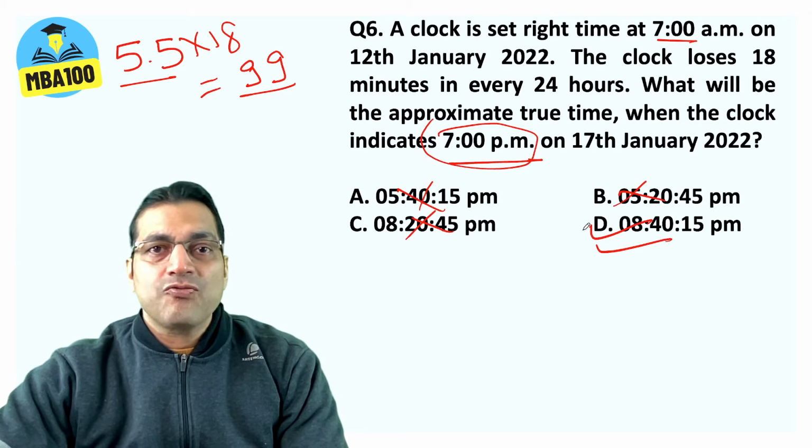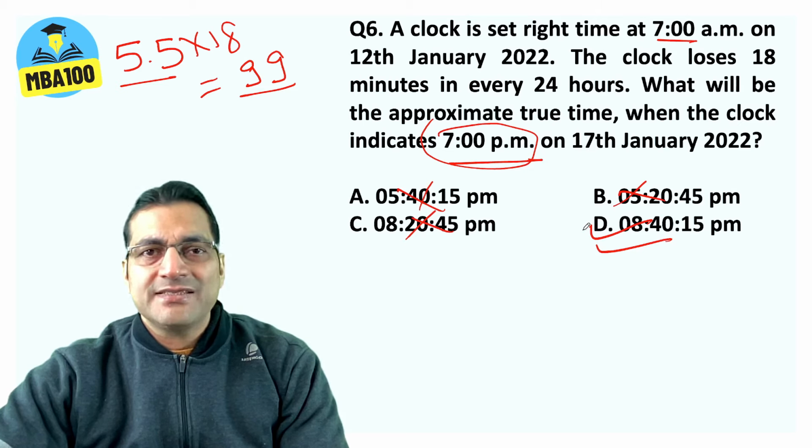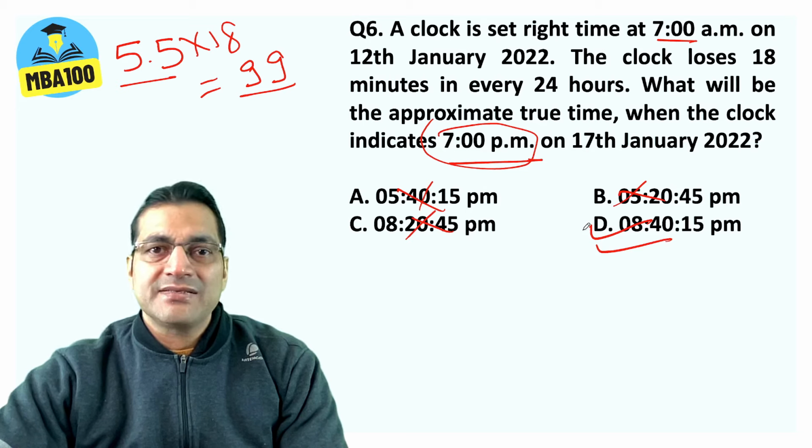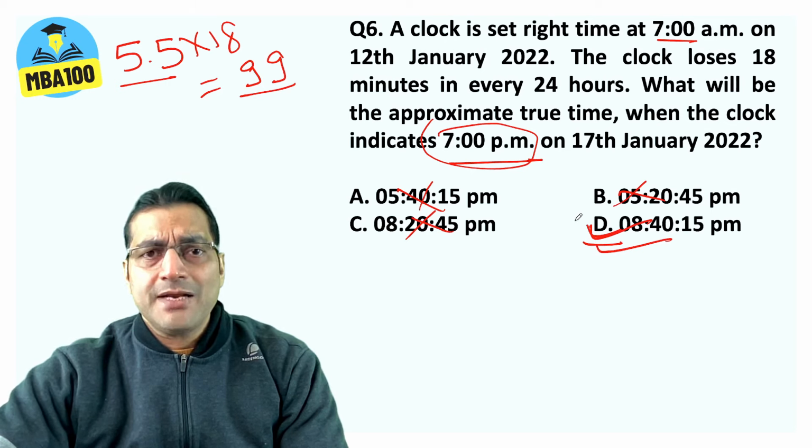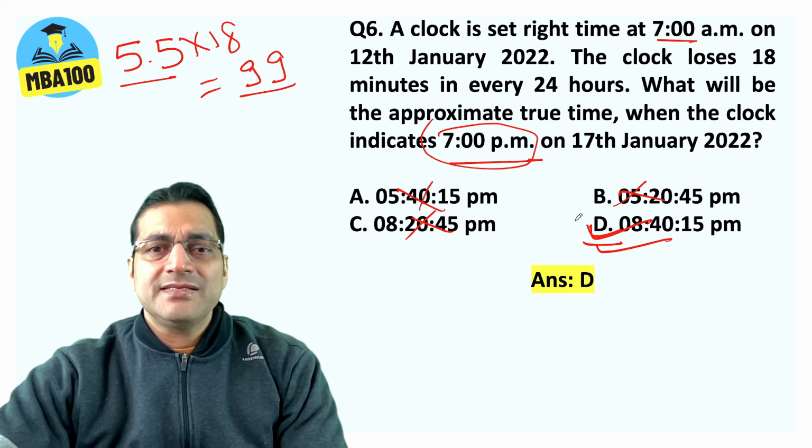Why? Because in the actual 5.5 days, the watch will lose 99 minutes. So here the actual time, apparently it's 5.5 days. Actually, it's more than 5.5 days. So even if it is just 5.5 days, how many minutes has it already lost? 99 minutes. Hence, this is the only possibility: 7 p.m. plus 99 minutes plus something more. All right. Of course, the answer is D.